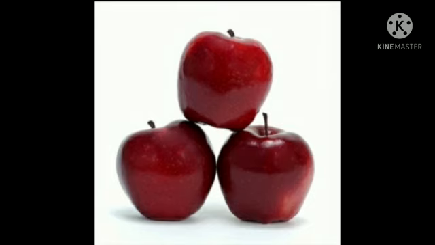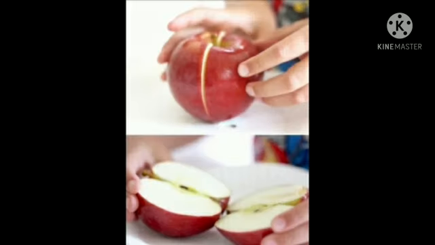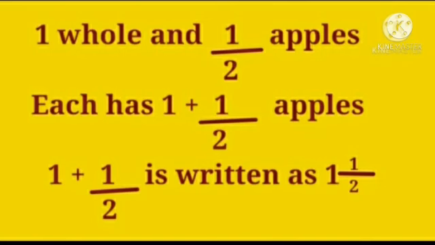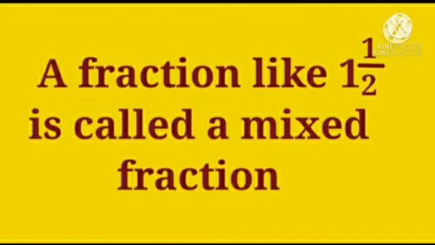Now one apple is remaining, which I am going to cut into 2 equal parts, and half I will give to each person. So each one is going to get one whole apple and one half apple. So one whole and half apples each has 1 plus half apple. 1 plus half is written as 1 and half. A fraction like 1 and half is called a mixed fraction.